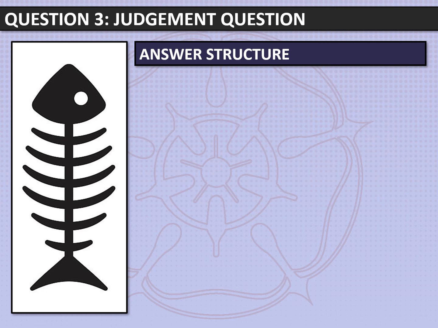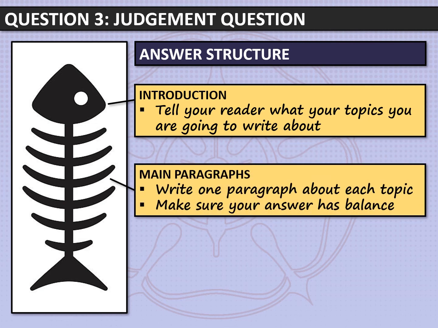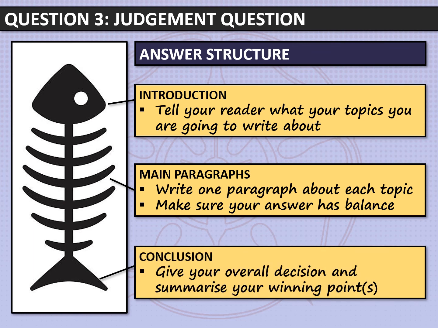So let's have a look at how to structure our answer. Our answer will start with an introduction. In that intro, we're going to tell the reader what topics we're going to write about. We'll write about 3 topics. In the main paragraphs, we're going to write 1 paragraph about each topic. And we need to make sure that our answer has balance. That means we're going to consider both sides. Lastly, our answer needs to have a conclusion in which we give our overall decision and we summarise our winning points.